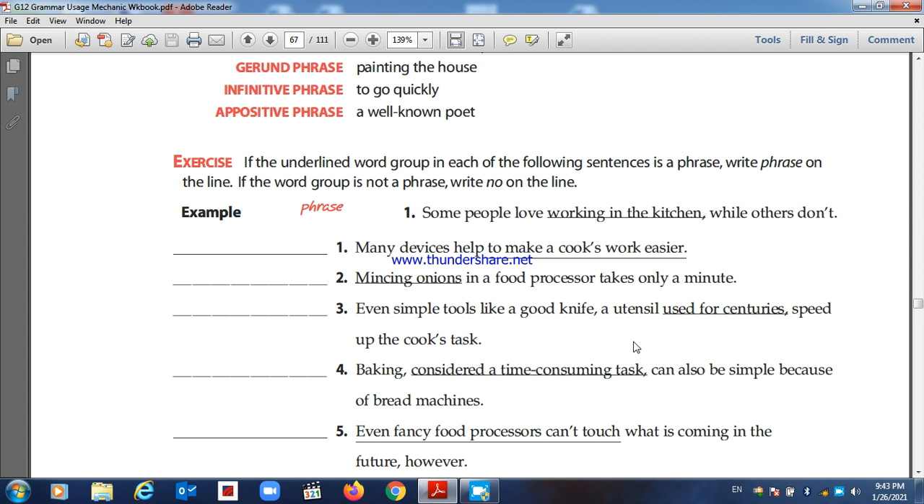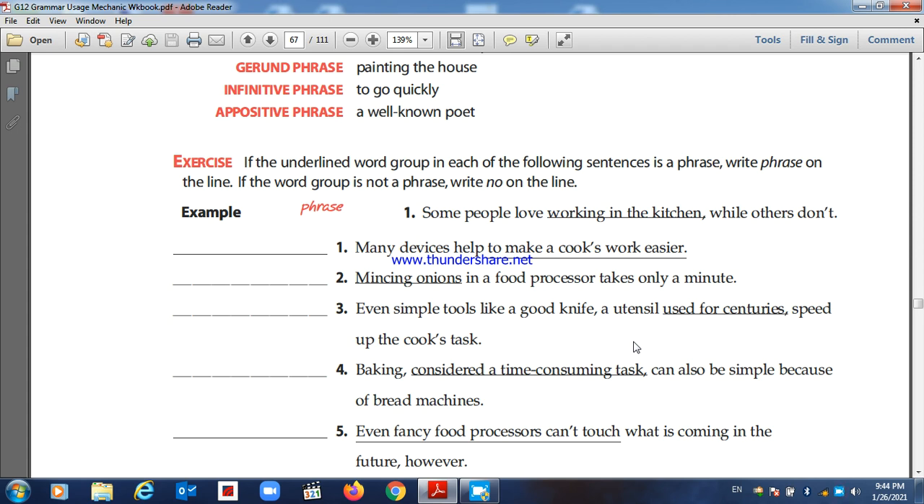Let's look at the written example, which is answered. Some people love working in the kitchen while others don't. When I look at the underlined words, working in the kitchen, working is not a verb. It's part of the verb. Okay? Love working in the kitchen. So I can here replace working with a noun. Okay? So it's a gerund phrase. They love working in the kitchen. Love swimming, love eating, love dancing. Okay? So this is a gerund phrase and working is not a verb.